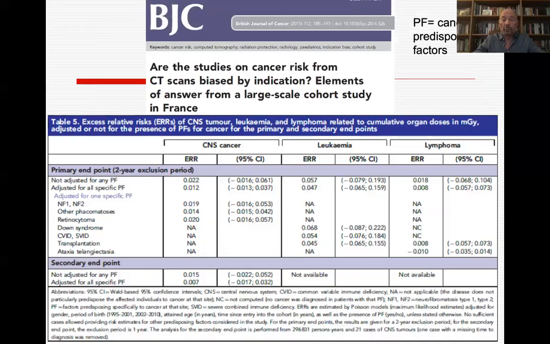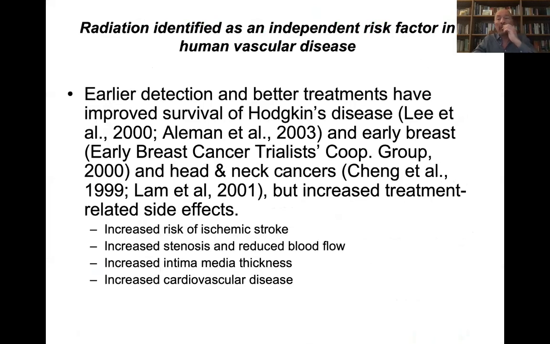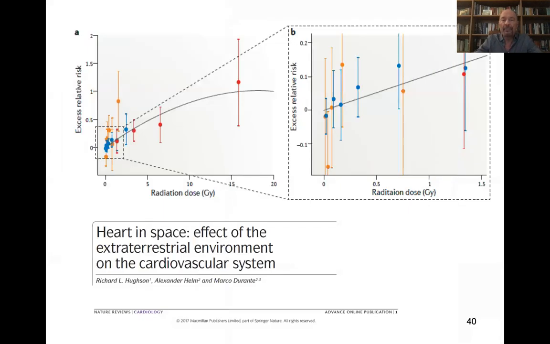Now, we also know from non-Hiroshima and Nagasaki data, mostly radiotherapy data, that radiation is a risk factor for cardiovascular disease, including ischemic stroke, stenosis and reduced blood flow, intima media thickness, and of course stroke and infarct. The problem again is, what is the dose response curve?